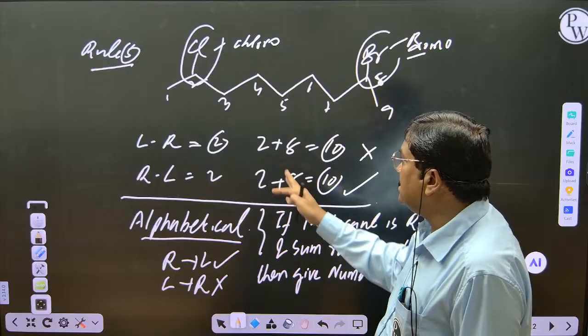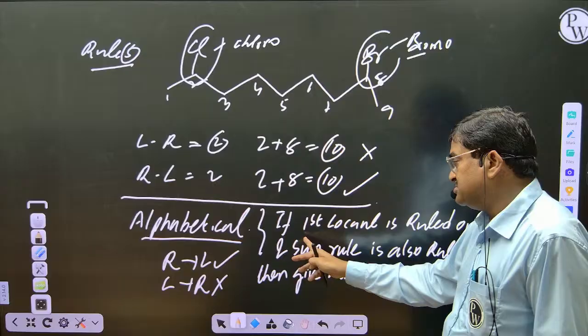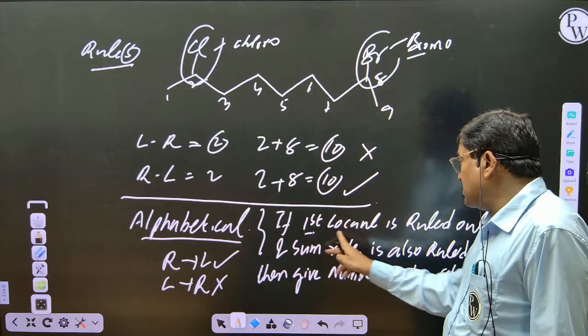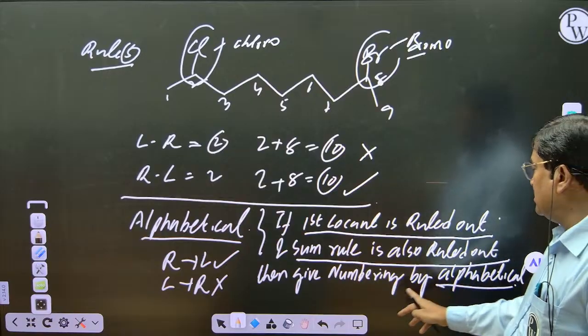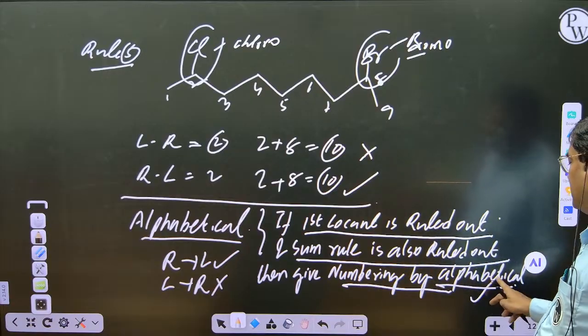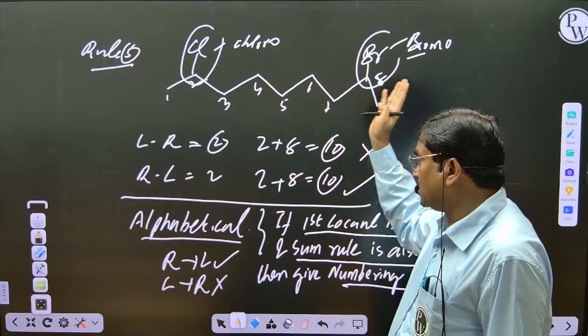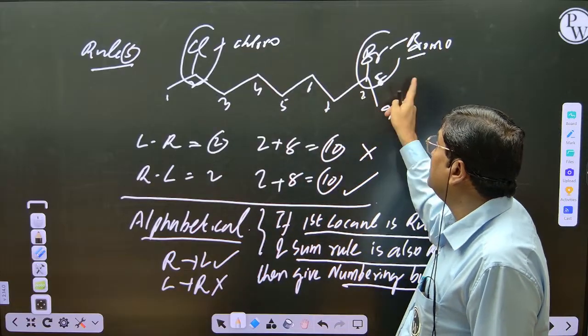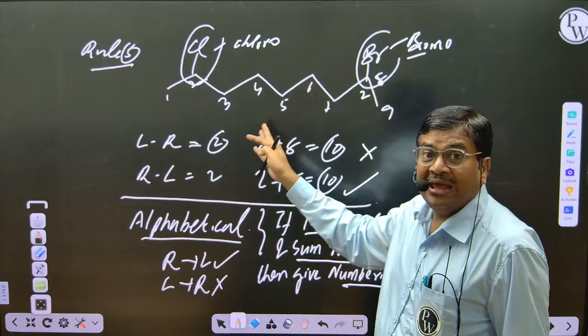When the sum rule is also coming same and the first locant is also coming same, then alphabetical order. That's what I wrote here. If the first locant is ruled out and the sum rule is also ruled out, then give numbering by what way? Alphabetical order. That means, see, what should I call? 2-bromo. What is the name given when I give numbering from here? 2-bromo, 8-chloro. What is the parent chain? Nonane.